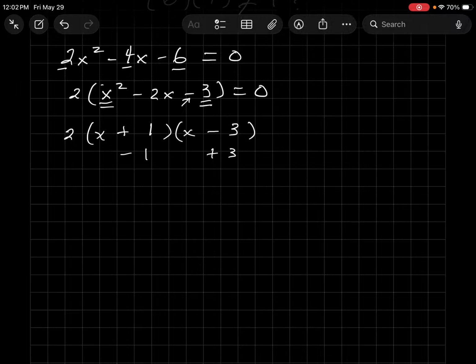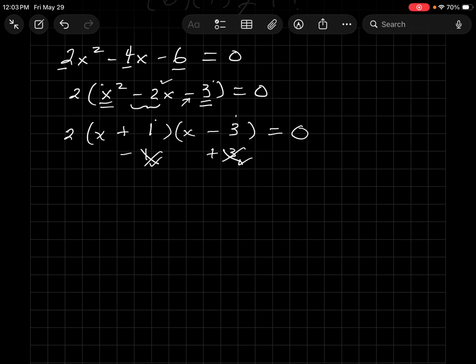Well, how do I know which it is? Now I look at this middle term. I know that I need to add to this middle term. So the outer terms we multiply to, and this middle term we add to. And we need to add to negative 2. Now, negative 1 plus 3 does not equal negative 2. But 1 minus 3 does equal negative 2. And so I have the correct factorization here.